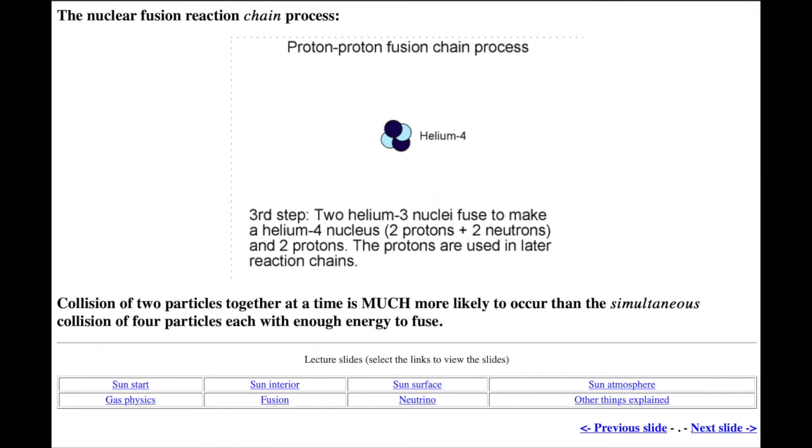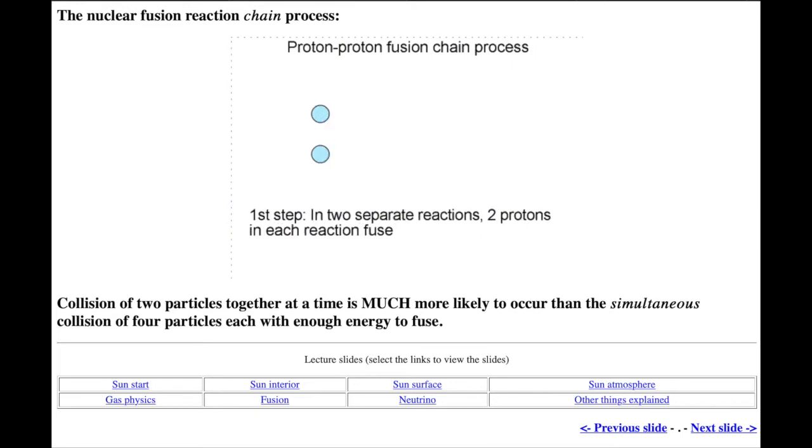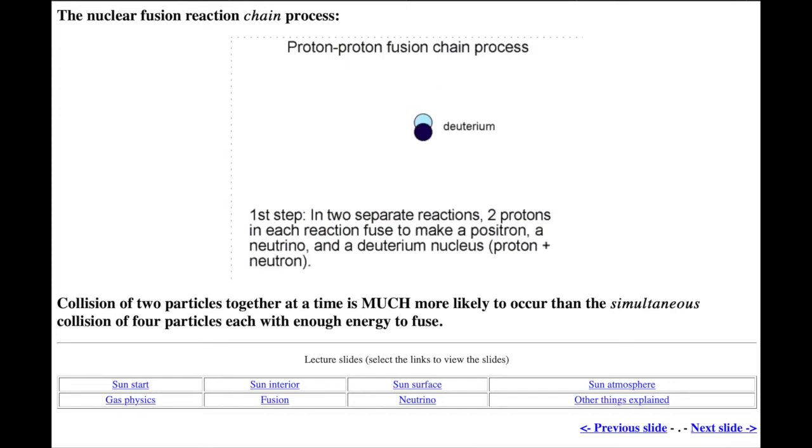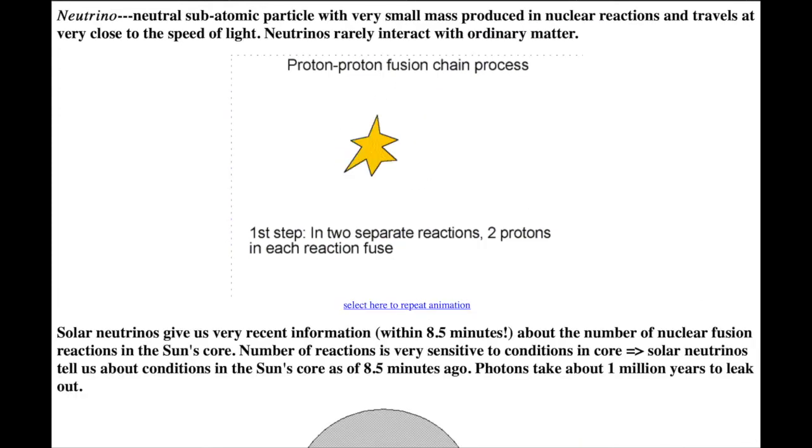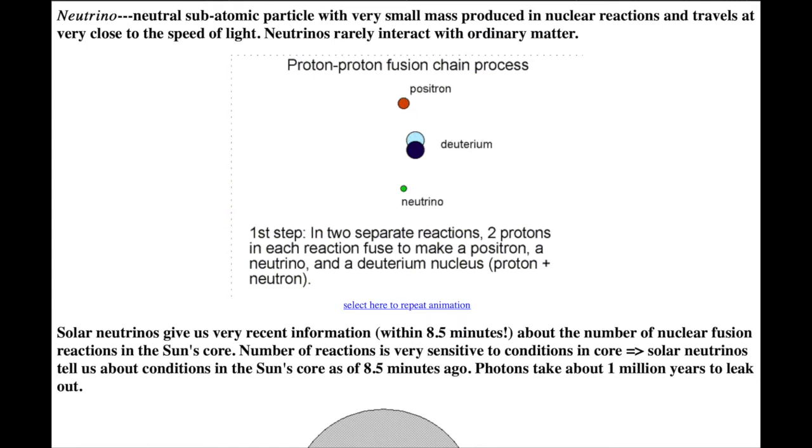The collision of 2 particles together at a time with enough energy to fuse are much more likely to occur than the simultaneous collision of 4 particles, each with enough energy to fuse. So nature slowly builds up the helium nucleus. Next slide. Notice in the first step of the chain process that a positron and a neutrino are created.